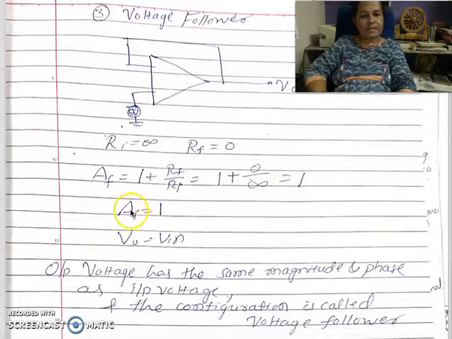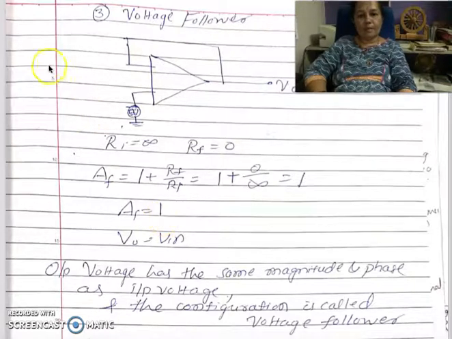AF equal to 1 means, what is AF? AF is V0 divided by Vin. V0 divided by Vin equal to 1 means V0 is equal to Vin. Okay. So what is the meaning of V0 equal to Vin? Whatever is the value of Vin, that is being followed by V0. Output voltage has the same magnitude and phase as the input voltage, and this configuration is called a voltage follower.